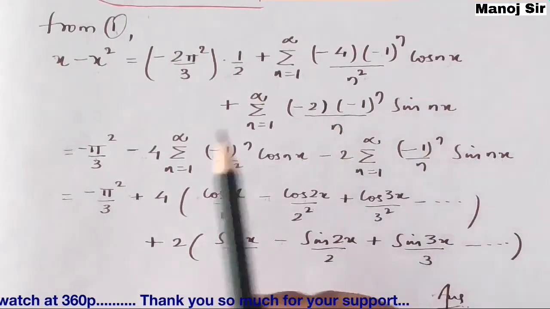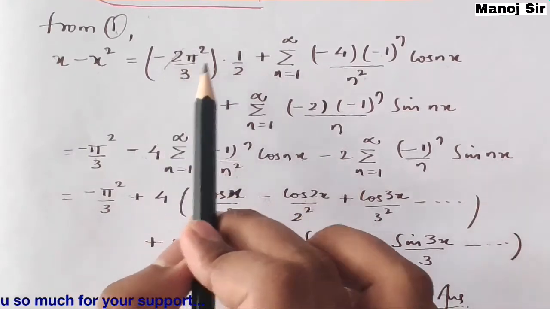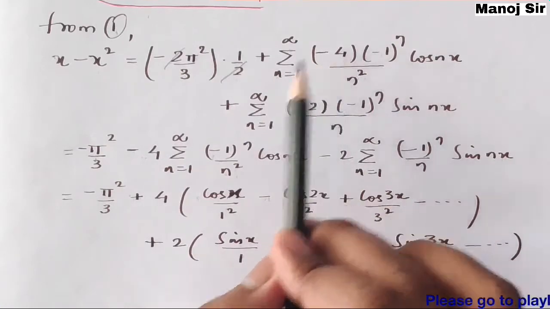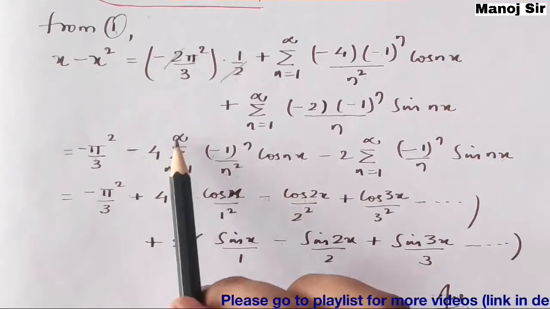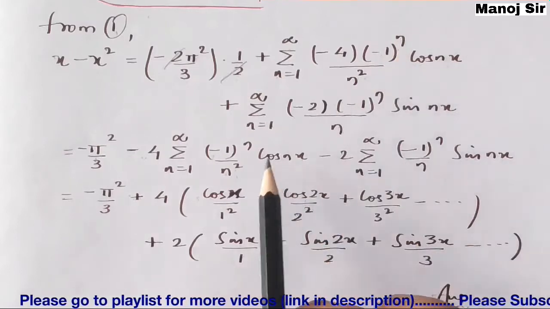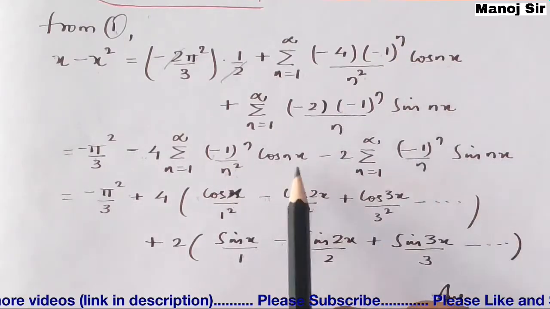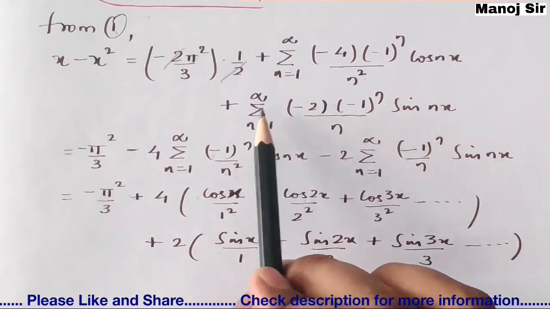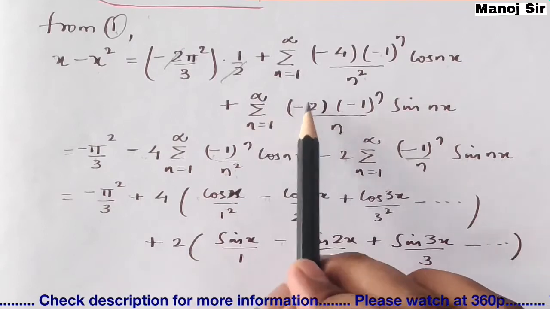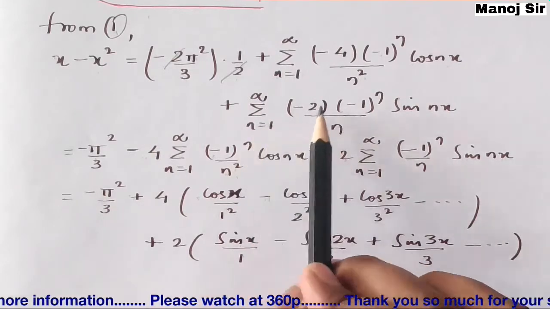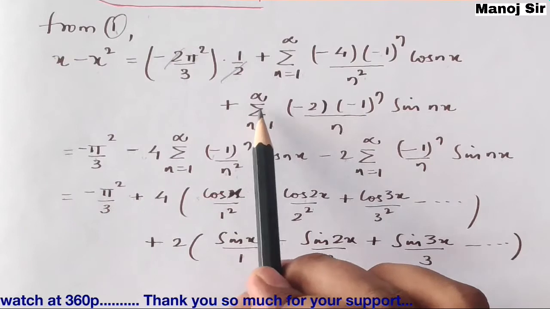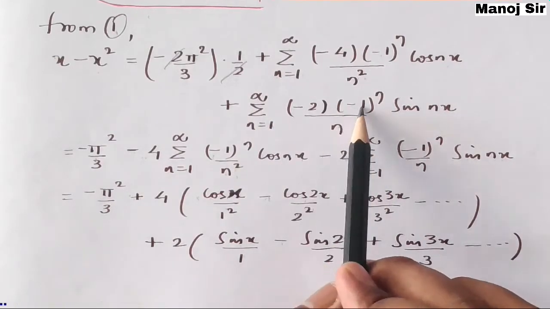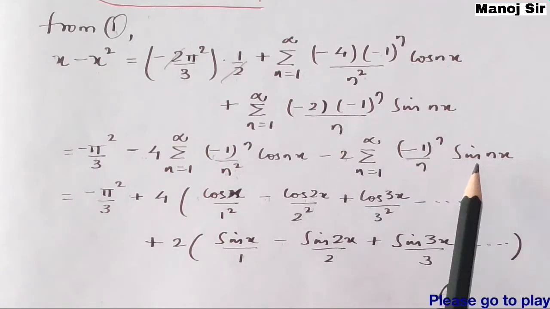This 2 will get cancelled, so we are left with minus pi square upon 3. Here you can take this minus 4 common, so minus 4 summation n equals 1 to infinity, minus 1 power n upon n square into cos nx. Similarly we can take minus 2 common. Minus 2 is independent of n, so we can write it in the right hand side: minus 2 into summation n equals 1 to infinity minus 1 power n upon n into sin nx.